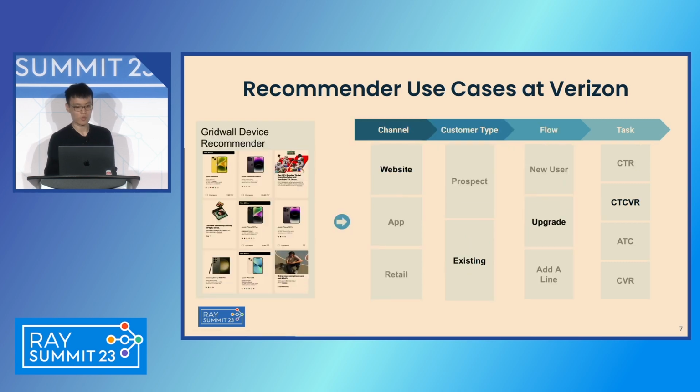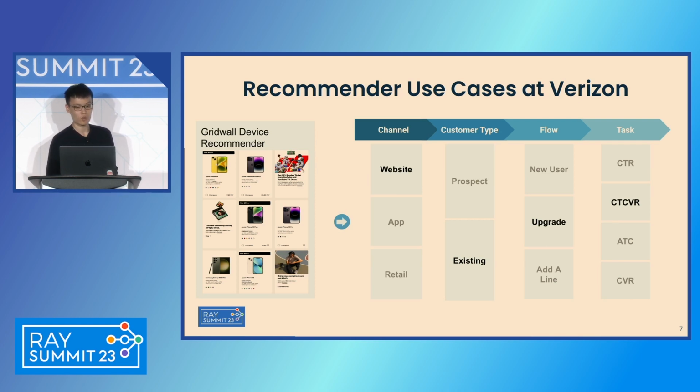And here is a deep dive view. Let's use a common example, what we call the grid or device recommender, which is really the smartphone homepage at Verizon. We call it grid wall, but it's just a way for us to display different devices to our customer. So we'll use the device recommender as an example.